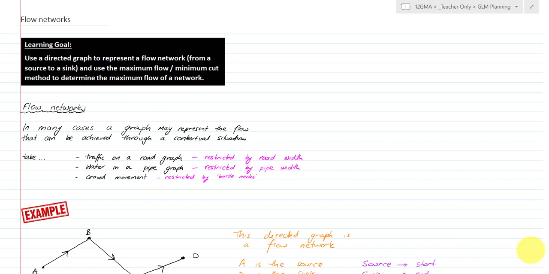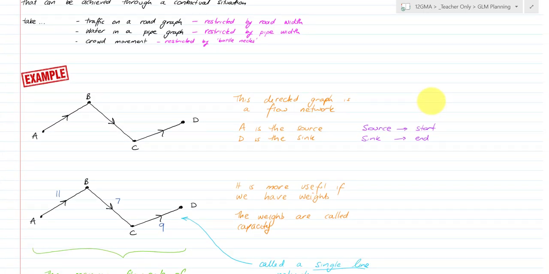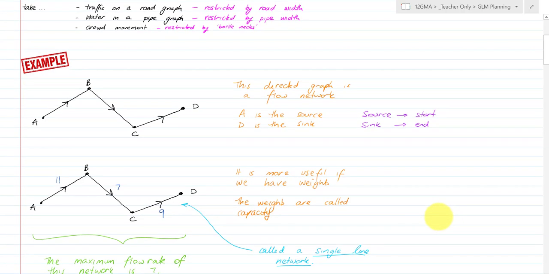But let's talk about some of our definitions first. So here's an example. There is a directed graph here, the top one, from A to B to C to D. You can see the arrows indicating direction. And this is called a single flow network because it has a single line. It goes from A to D.